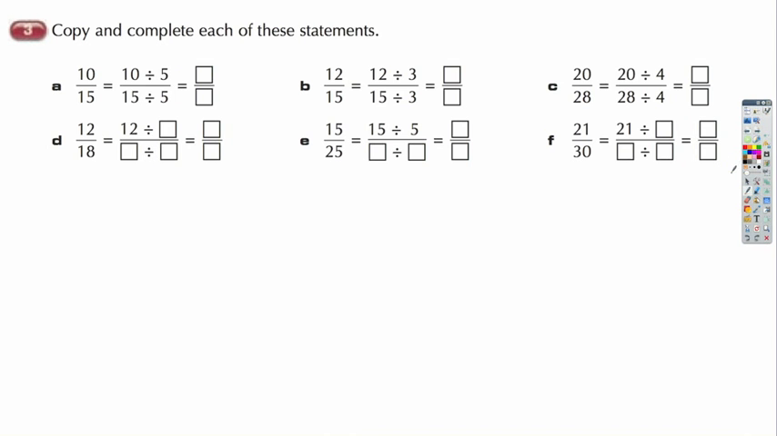Okay, so copy and complete each of these statements. It's similar to the last questions that you've done, but we're dividing because we want to simplify our answers. Press play when you are ready to see the answers.